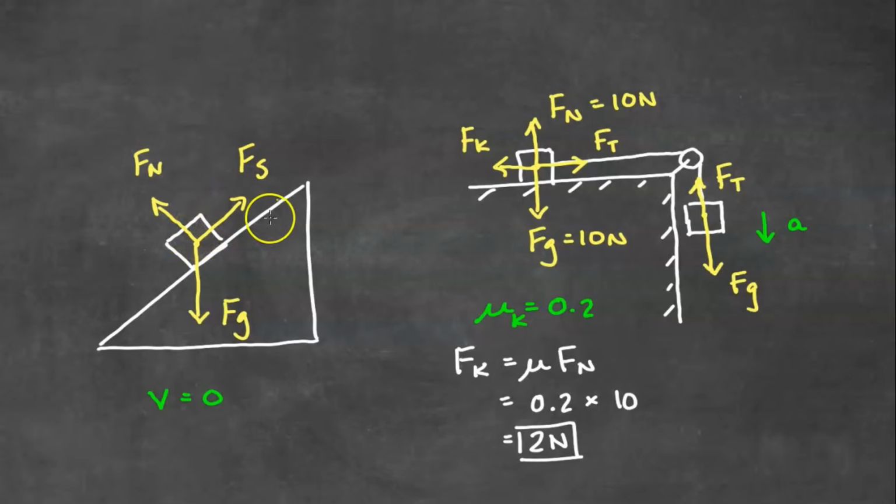So the way I like to think about static friction here is, imagine there was no static friction. Which way would the box go? The box would slide down. So the static friction, to balance that, has to be in the opposite direction. So I know it's going to be towards the top of the ramp.